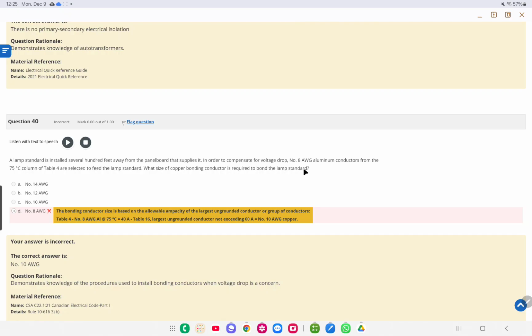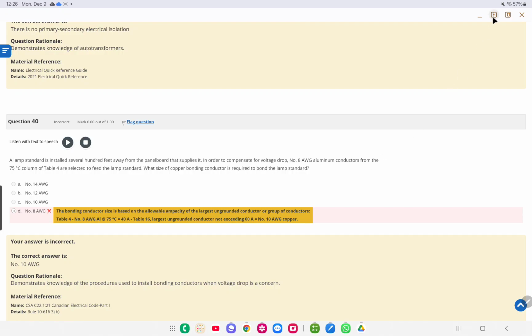So I definitely had an issue with this question because I never read the ending of the question where it says what size of copper bonding conductor. They did speak about aluminum. So a lamp standard is installed several hundred feet from the panel board that supplies it. In order to compensate for voltage drop, number 8 aluminum conductors from the 75-degree column of table 4 are selected to feed the lamp.